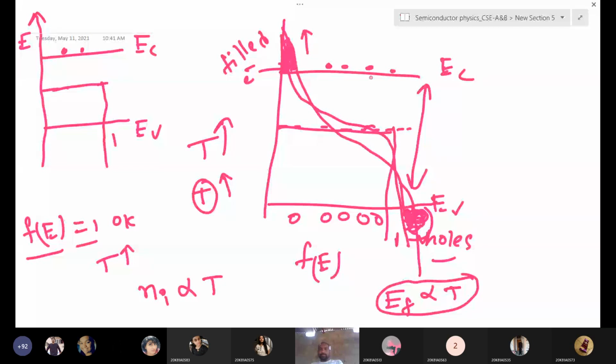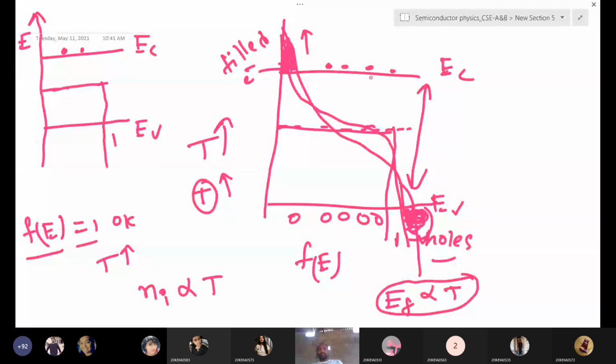Intrinsic means pure semiconductor. For a pure semiconductor, the only way to increase the current is by increasing the temperature. There is no other option. If you increase the temperature, you will get more current from the intrinsic semiconductor. That is the main reason for the conductivity increase in the intrinsic semiconductor.